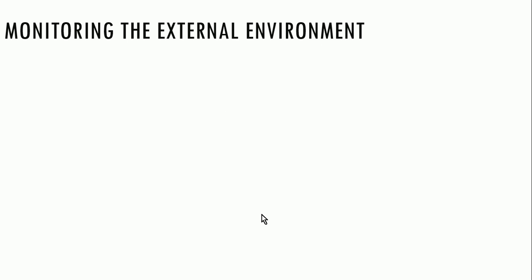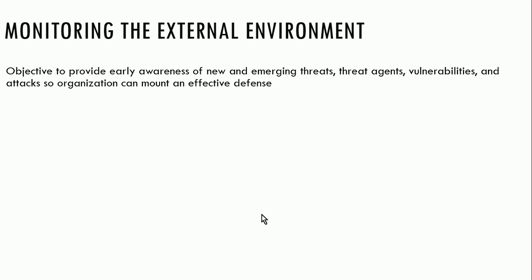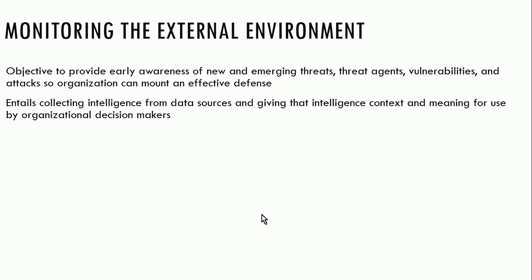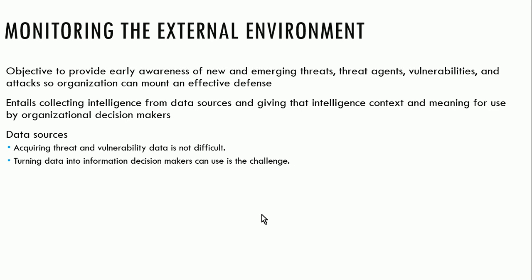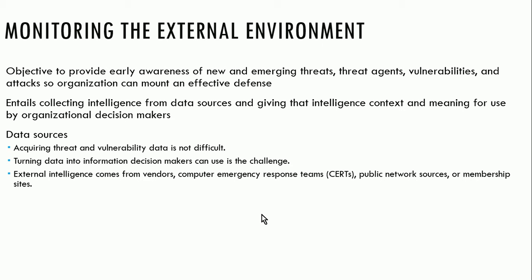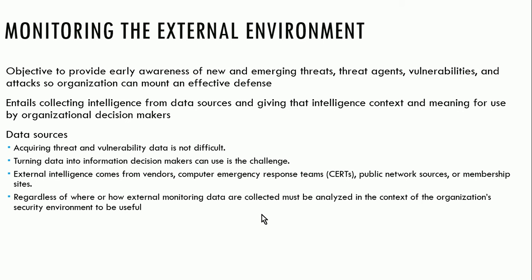Let's start with monitoring the external environment. So the objective here is to provide early awareness of new and emerging threats. So what we're trying to do with monitoring the external environment is make sure we're aware of things that are happening outside our network and our infrastructure, what's happening in the larger world, to make sure that we're prepared for that. So we can acquire threat and vulnerability data that is not difficult. We can turn data into information that decision makers can use. And external intelligence comes from vendors, computer emergency response teams, public network sources, or membership sites.